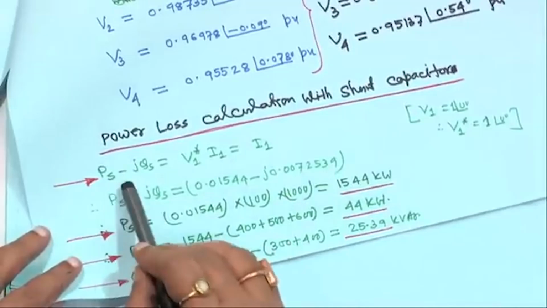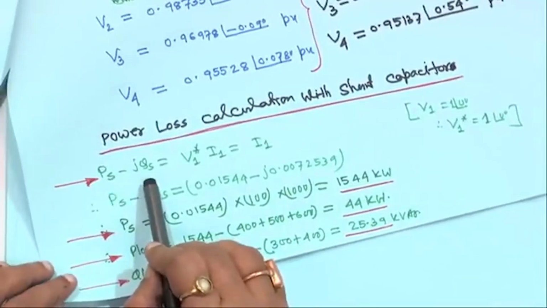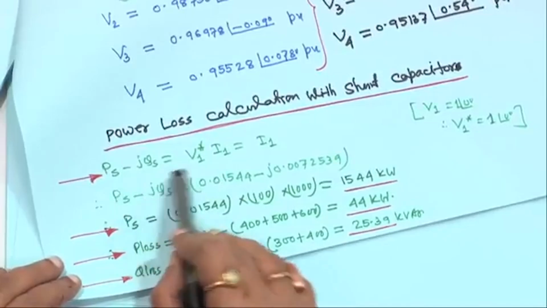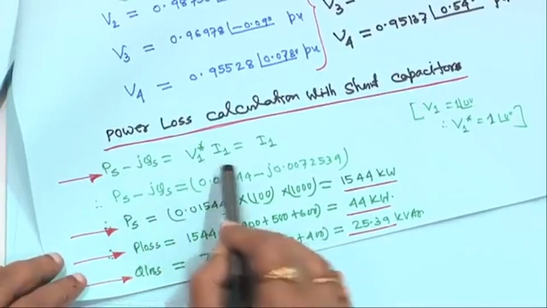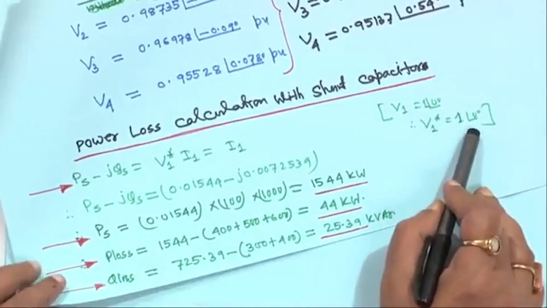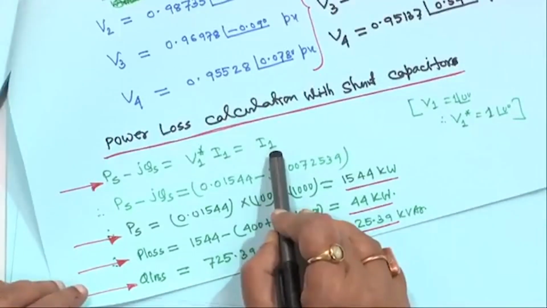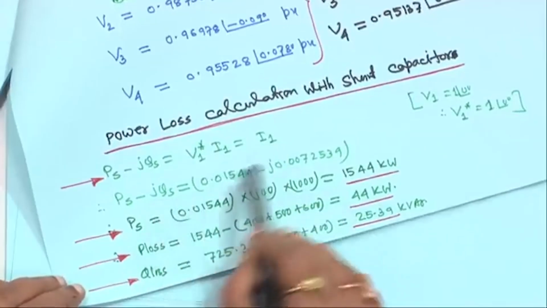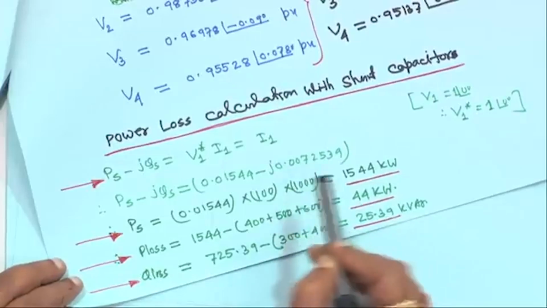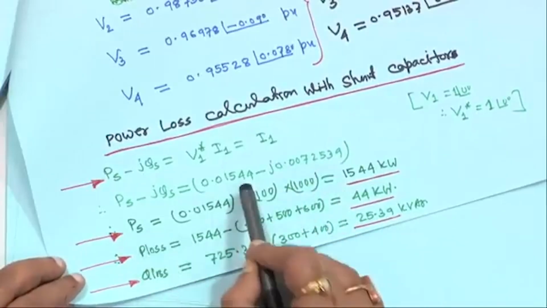I have already told you that the net power injected at the substation is P s minus j Q s equal to V 1 conjugate I 1, where V 1 is equal to 1 angle 0. So, V 1 conjugate is also 1 angle 0, and basically it is equal to I 1. Therefore, P s minus j Q s is I 1, this much after the second iteration. P s is the real part of this one.